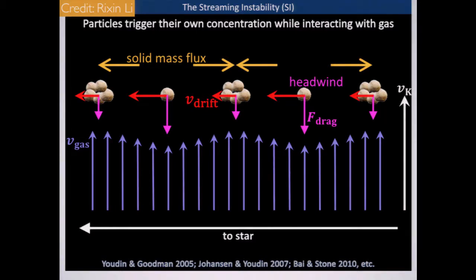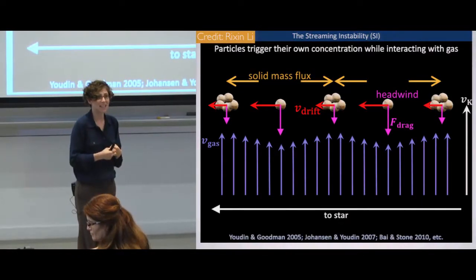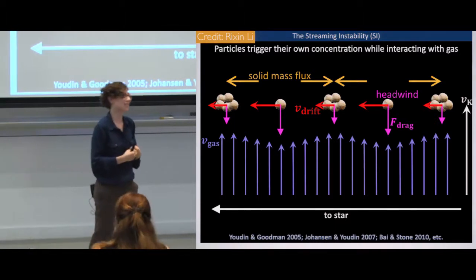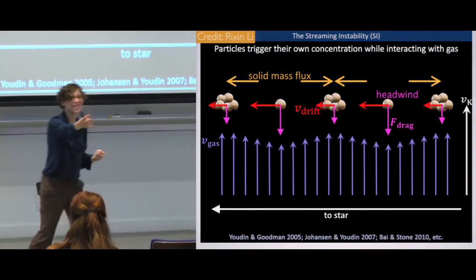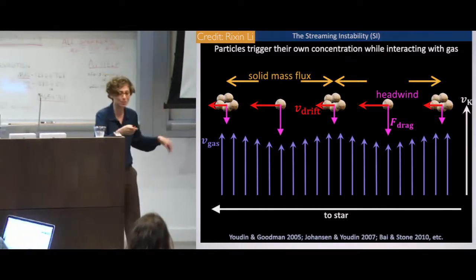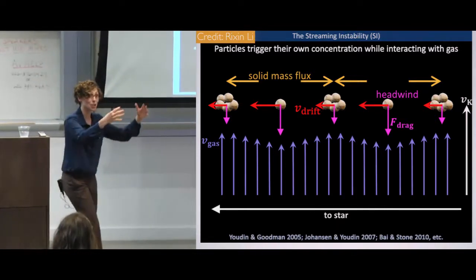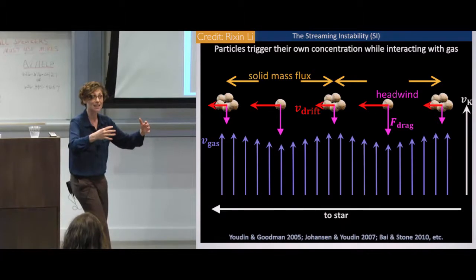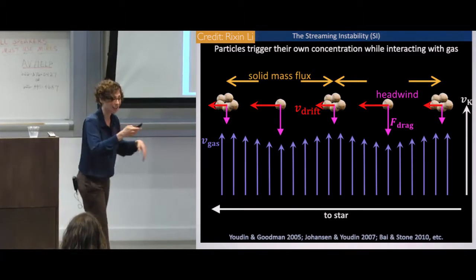So radial drift, right, I described that whole thing to you as gas dragging on the dust grains. What does Newton's law tell you about what must also be happening? If the gas is acting on the grains, exactly. Okay, you understand the basic physics behind the streaming instability. It's a two-fluid instability. So the gas is trying to slow down the dust grains. The dust grains are speeding up the gas.